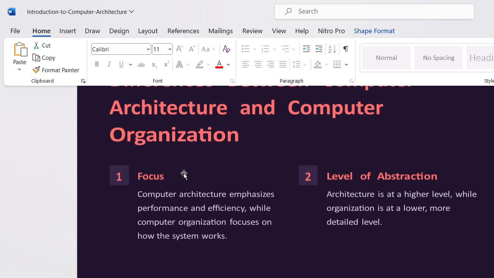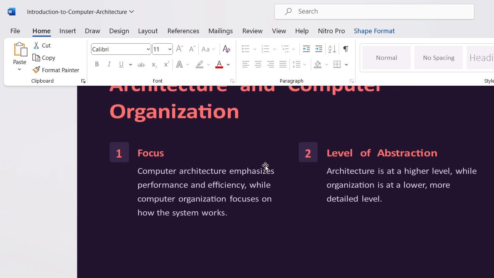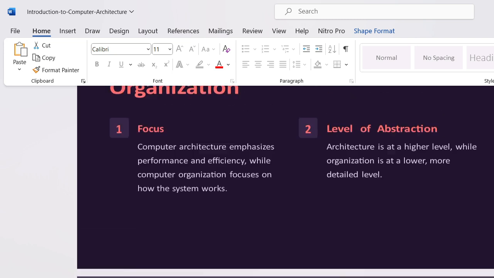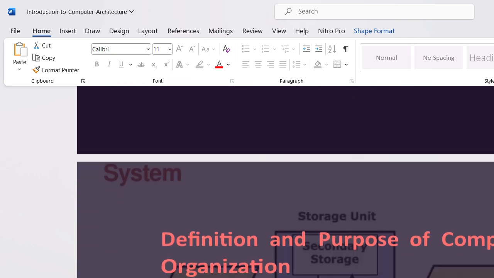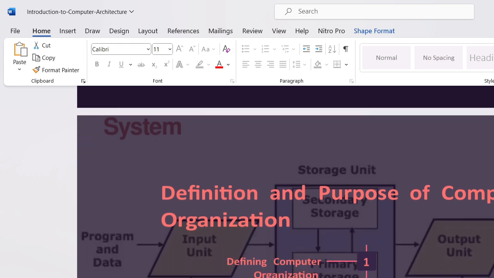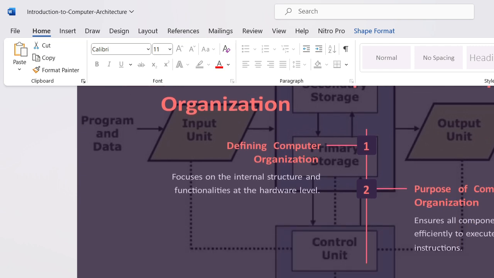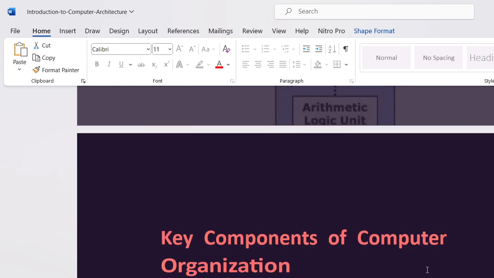As we said before, computer architecture is about performance and efficiency, while computer organization focuses on how the system works and is integrated to work better and more efficiently, helping the architecture we built before.